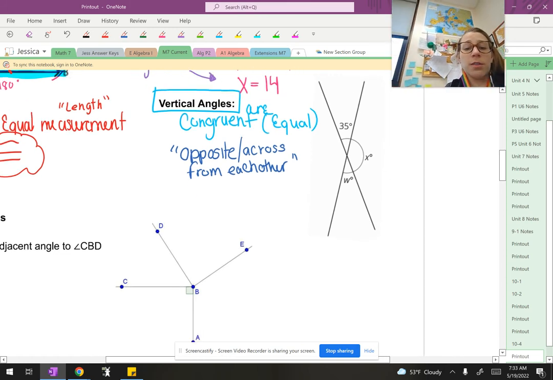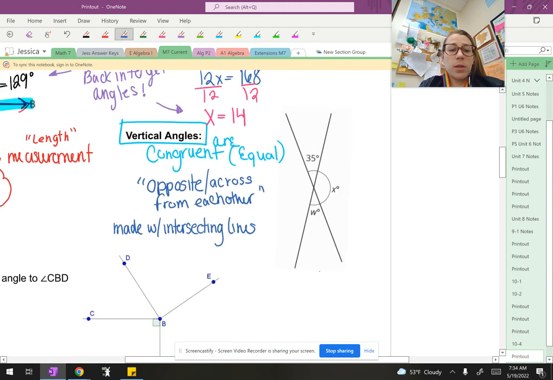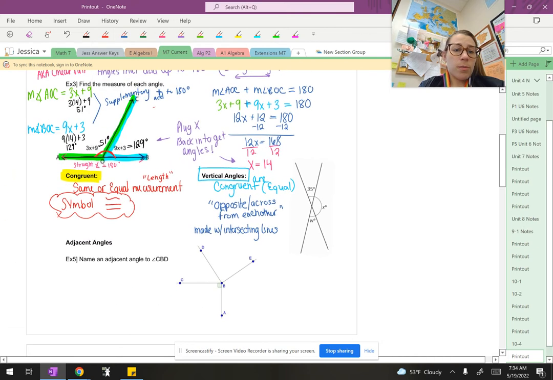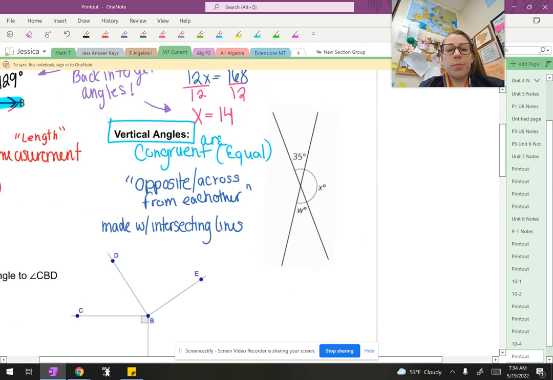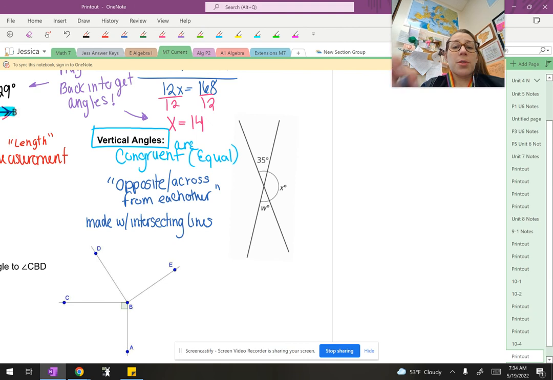And these vertical angles are made with intersecting lines, remembering intersecting just means crossing, as you can see in our diagram over here. Did we do an example 4? No, technically this is example 4. Okay, so looking here at our diagram, an example of vertical angles being opposite or across from each other.